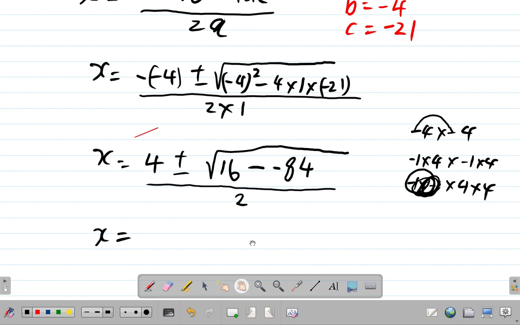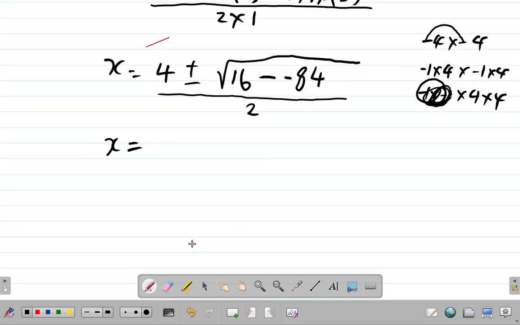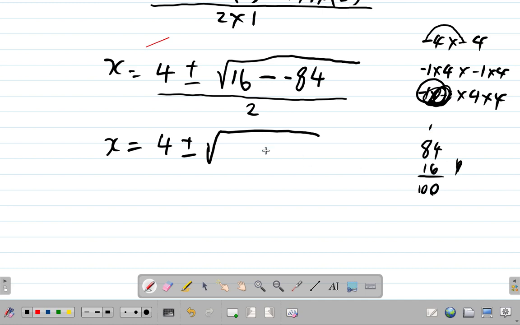So what is x going to be now? Remember, we have to take our time in the exam, so we don't rush it. You've got to take time and look at the details. Understand it, right? So 4 plus or minus the square root of what? 16 minus negative 84 is the same as 16 plus 84. So we have 84 and 16: 4 plus 6 is 10, bring down the 0, carry 1, 8 and 1 is 9 and 1 is 10, so 100, over 2. So x equals 4 plus or minus the square root of 100. The square root of 100 is 10, over 2.